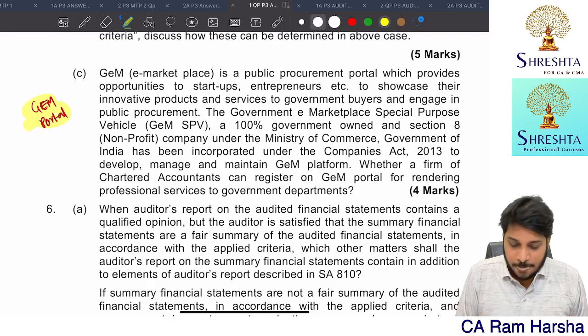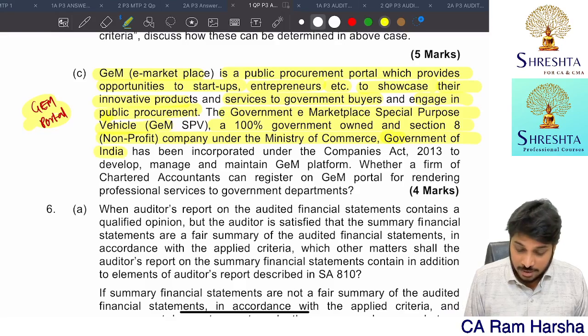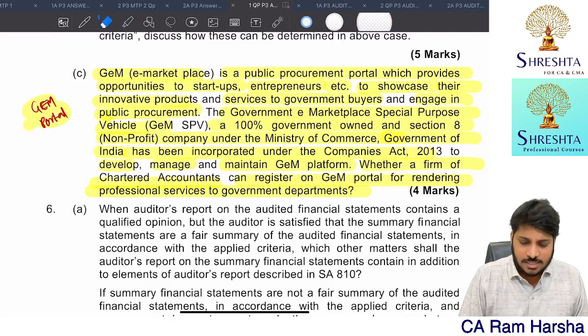Read this question. GEM is a public procurement portal which provides opportunities to startups, entrepreneurs, etc. to showcase their innovative products and services to government buyers and engage in public procurement. The Government e-Marketplace Special Purpose Vehicle, a 100% government-owned Section 8 private company under MOC, Ministry of Commerce, Government of India, has been incorporated to develop, manage and maintain the GEM platform. Whether a firm of chartered accountants can register on the GEM portal for rendering services? Obviously, yes.